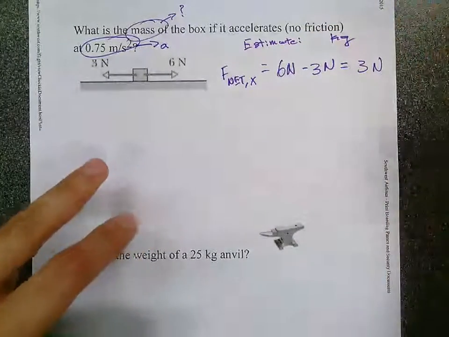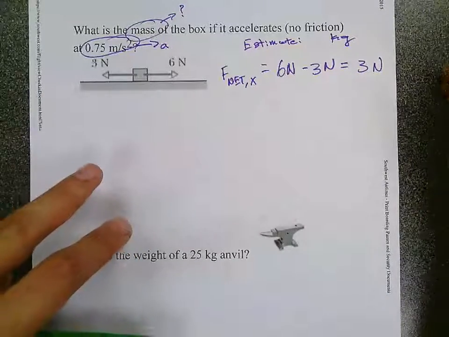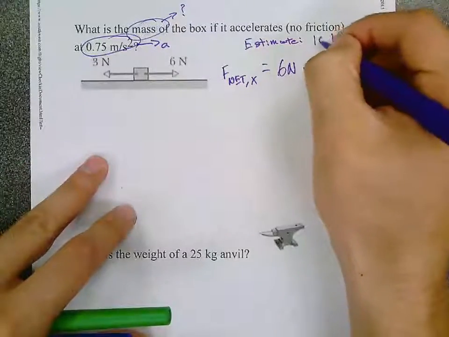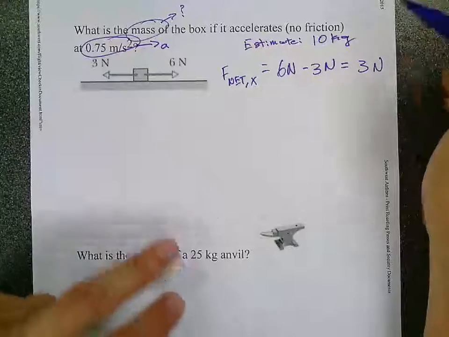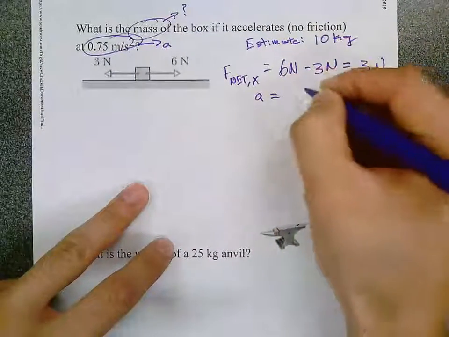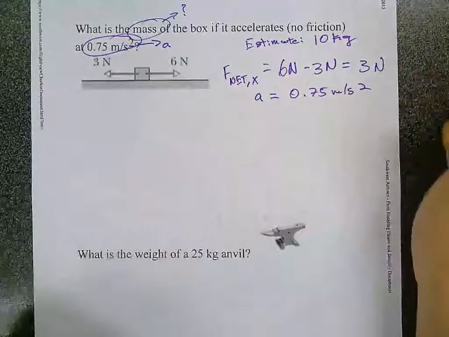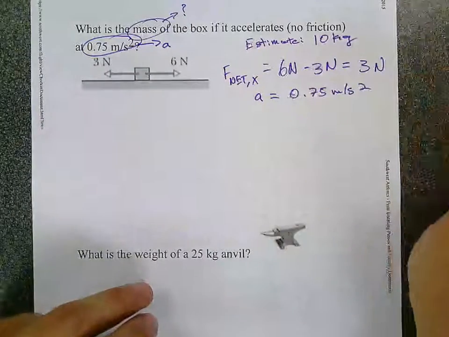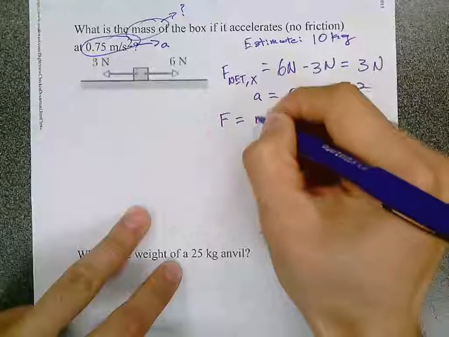Other than that, it really doesn't matter what the number is, but hopefully you know that a box is not going to be 1,000,000 kilograms. It's also not going to be 0.1 kilograms, so we're going to just estimate it at 10 kilograms. Next, we will place the fact that we know A is a given of 0.75 meters per second squared. And then the next step from there is, after we've collected all our information, to use our equation F equals ma.